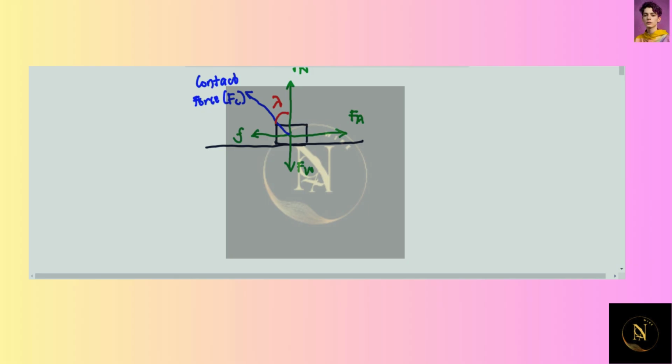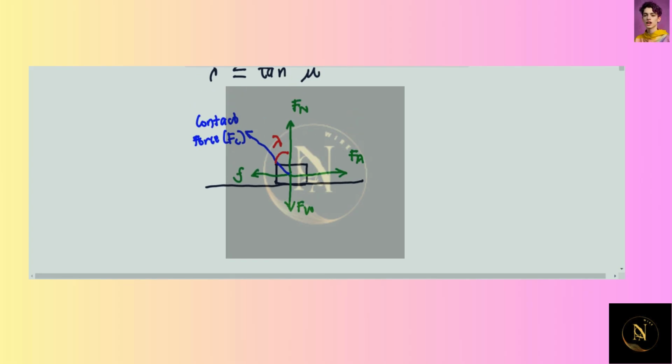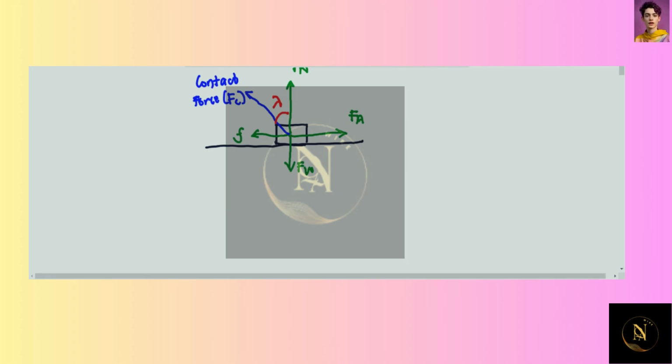Now, using trigonometry, we'll derive an expression for the friction force and the normal force involving the contact force. As such, the friction force is equal to the product of the contact force and the sine of the angle of friction. And the normal force is the product of the contact force and the cosine of the angle of friction.